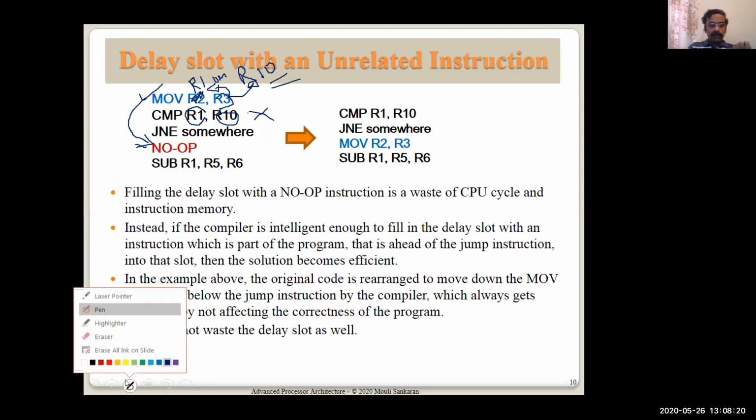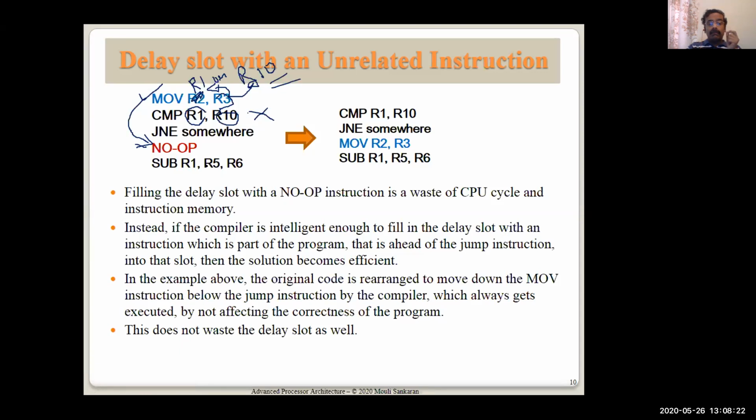So this is a good example of not picking an instruction which has an influence on this. It should not be data dependent. The instruction you are picking should not be data dependent on the instructions above JNE. If it is, then you should not pick it up. The compiler will not pick this instruction if it was having R1 or R10.